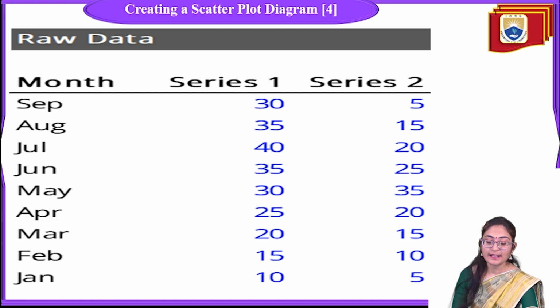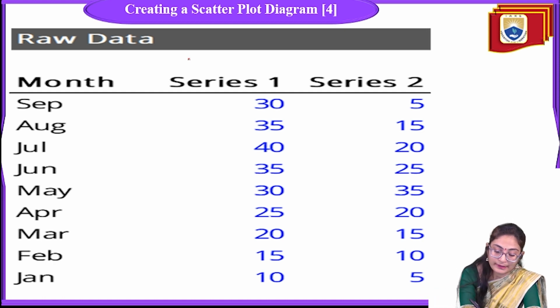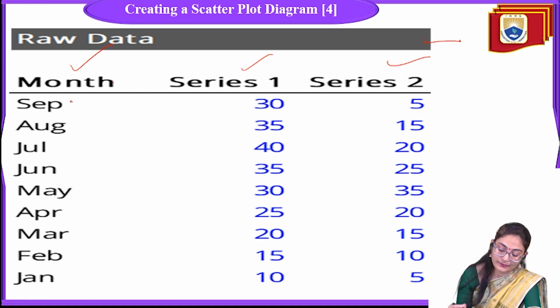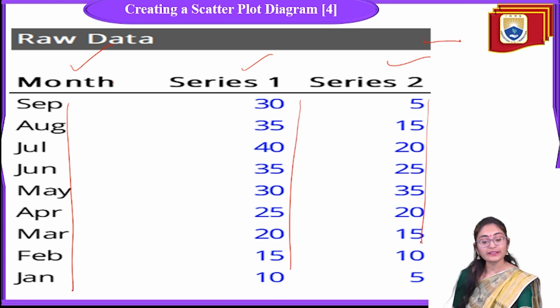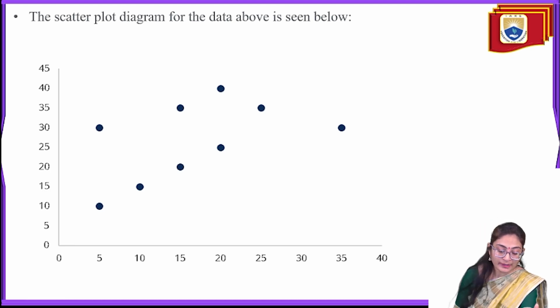Now we will see how to create a scatter plot. We have a raw data. This is the month column, series 1 and series 2. So there are some values. There are month names, series 1 values and series 2 values. So on this basis, we will find out our scatter plot. The scatter plot diagram for the data above is seen below.